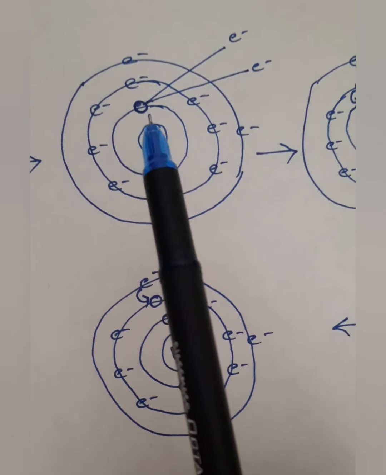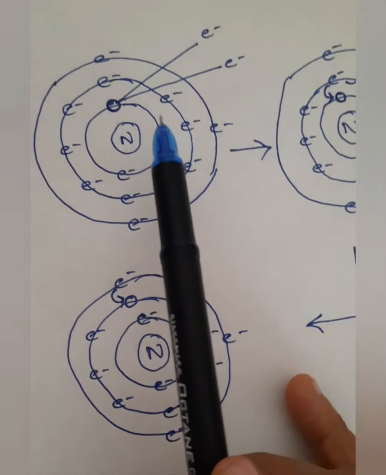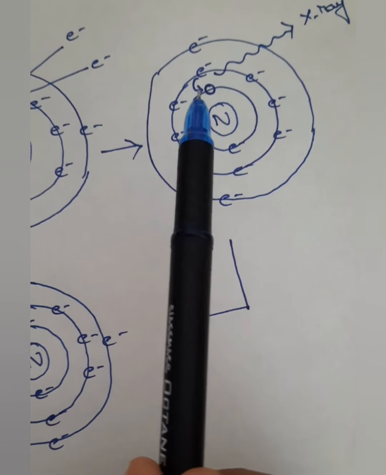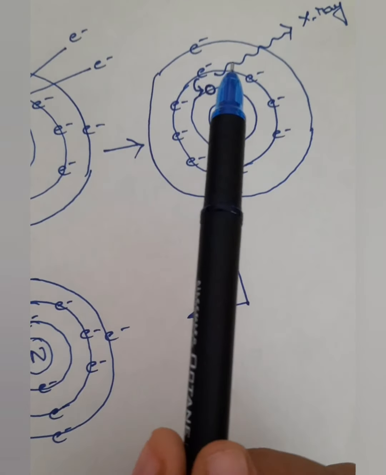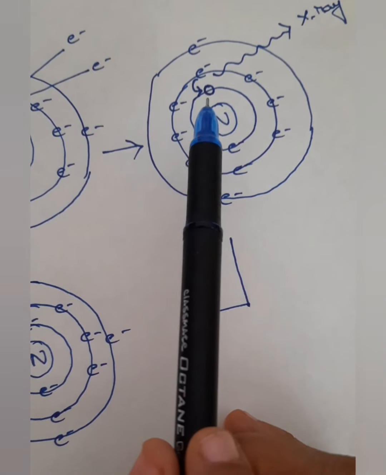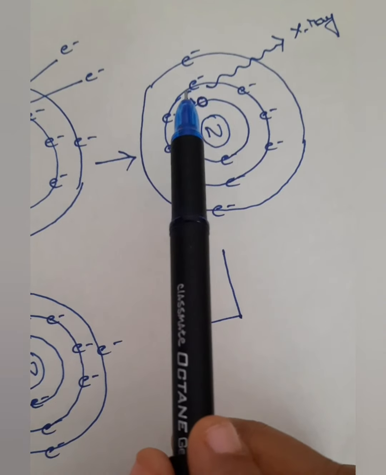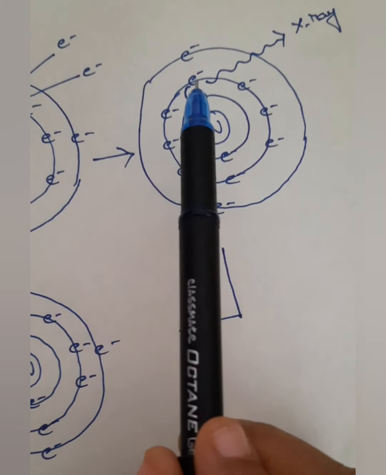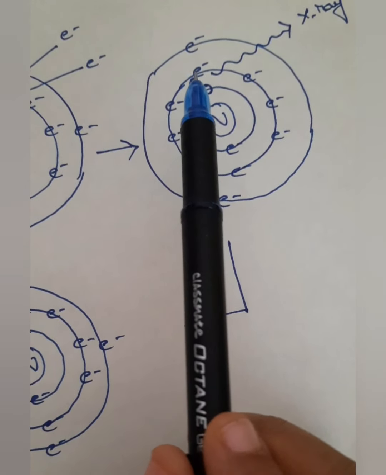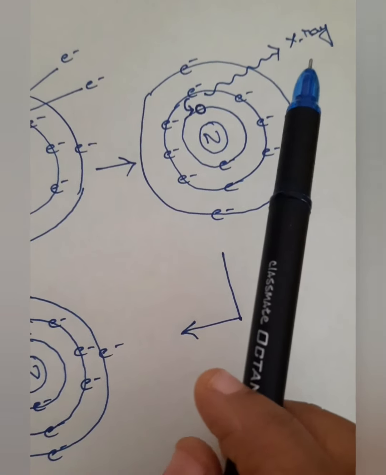Now a vacancy is generated in the K shell. So this vacancy will be filled by the electron from the nearest shell, that is the shell close to the K shell, the L shell. So the electron from the L shell moves to the K shell. As a result of the difference between the binding energy of the electron in the K shell and the binding energy of the electron in the L shell, there is release of energy in the form of X-rays.